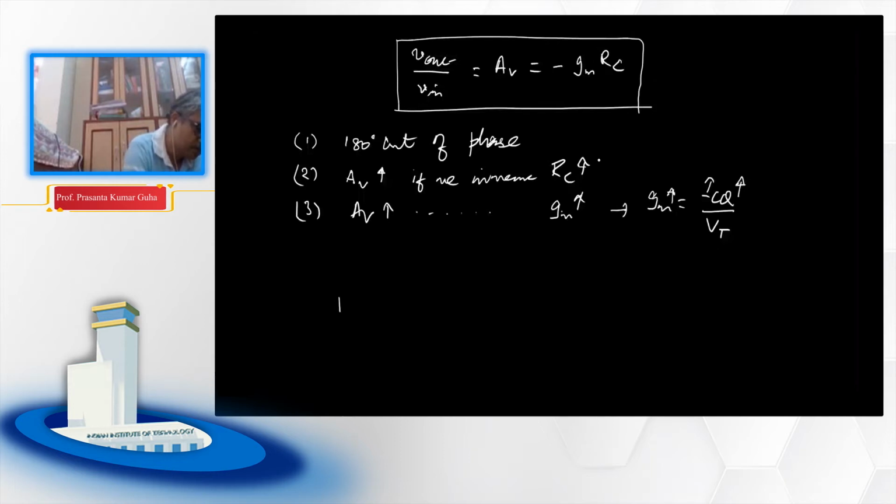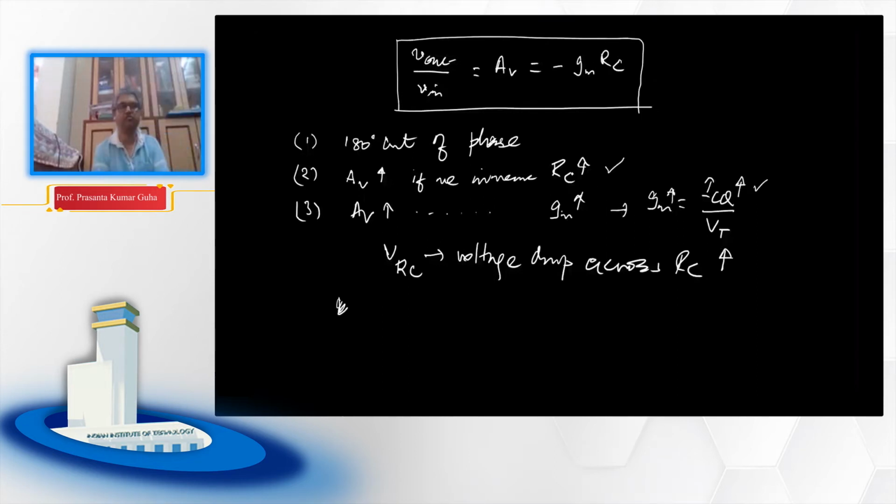So in both point 2 and point 3, what it ultimately suggests is whether we increase RC or we increase ICQ to increase the gain, you see the voltage drop across RC is going to increase. In both the cases, whether you increase RC or you increase ICQ, the voltage drop across RC is going to increase.